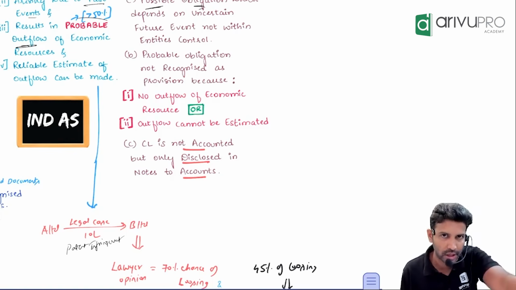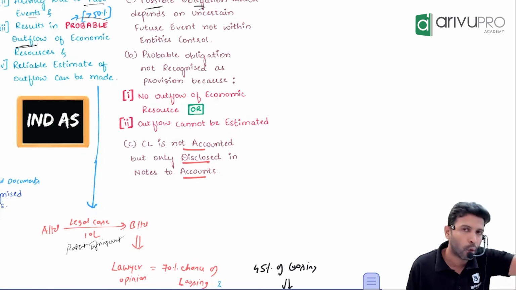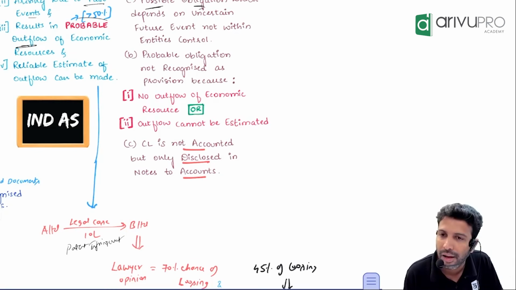That's the distinction between provision and contingent liability. Provision, we pass the journal entry. Contingent liability, we only disclose in notes to accounts. The whole game is around percentage. Probable, possible. For probable, provision. For possible, contingent liability. Okay?